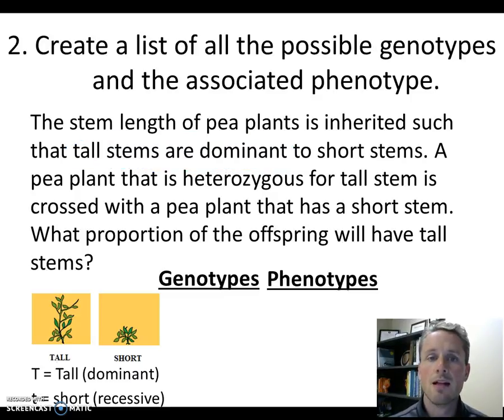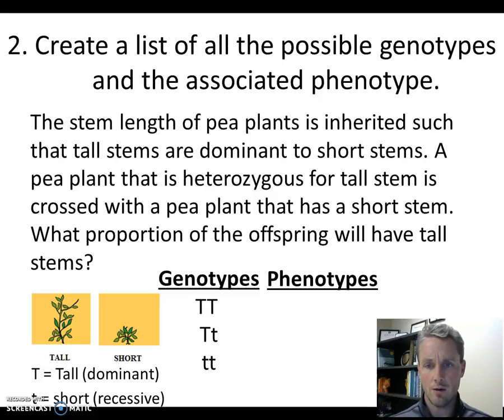Step 2, let's create a list of all the possible genotypes and their associated phenotype. So I left my symbols down here in the lower left. So again, we're going to remember that uppercase T is for tall, lowercase t is for short. So what are the possible genotypes that we can put together out of those two symbols? Well, we can have three. We could have two uppercase T's, two dominant alleles. We could have one dominant and one recessive. Or we could have two recessive alleles. And those are all the possible combinations.